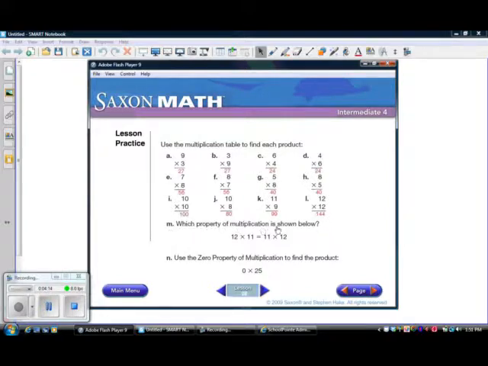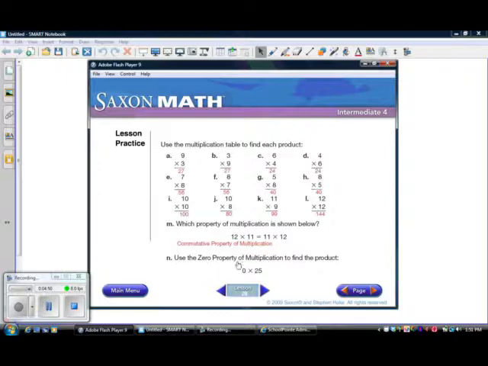Which property of multiplication is shown below? 12 times 11 equals, or is the same as, 11 times 12. That is called the commutative property, and the way I remember that is the base word of this is commute. And you've heard people talk about how they commute to work. That means they move. And so this property allows you to move these around, but the value does not change. It stays the same. That is also true for addition, but it is not for subtraction or division.